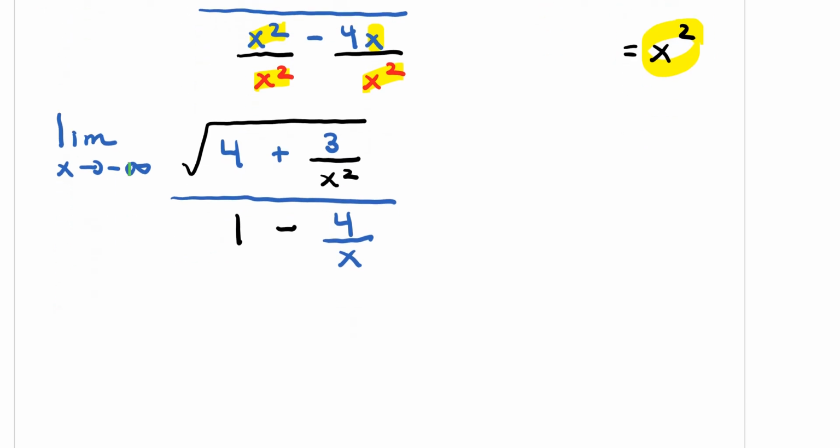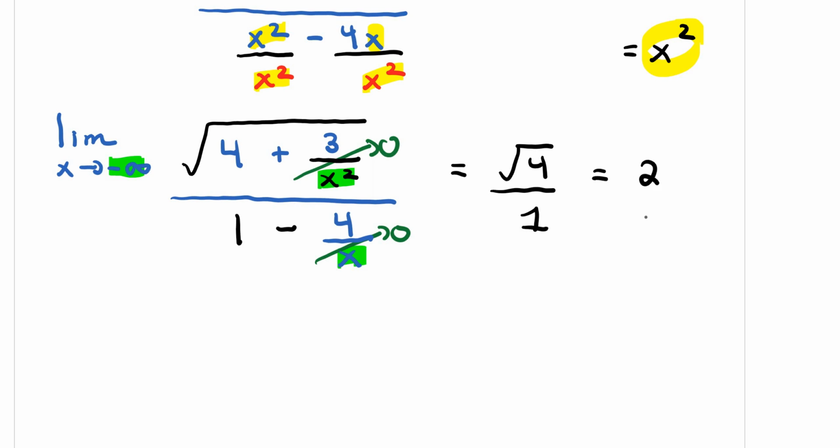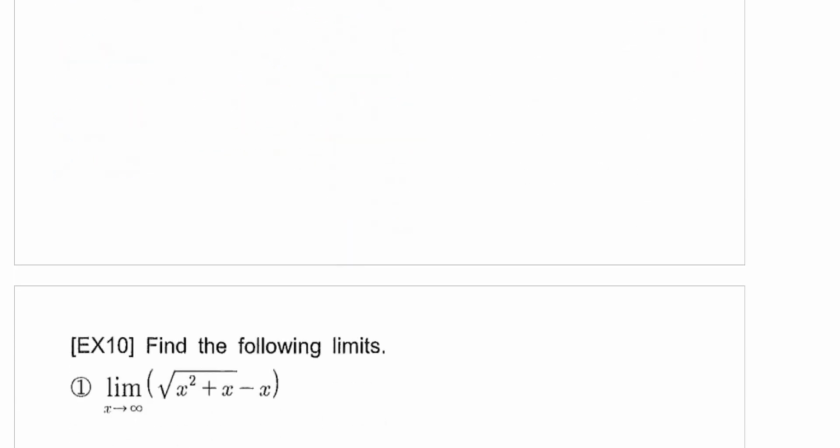Okay, so now we can go ahead and plug in negative infinity here. So if I plug in negative infinity there and there, basically I guess this would go to 0, that would go to 0. And now you just have root 4 on the numerator and just 1 on the denominator there. And root 4 is going to be 2, and the denominator will be 1. So 2 divided by 1 is going to be 2. So that's your final answer for that particular question there. Okay, great. I think I have one more question here.